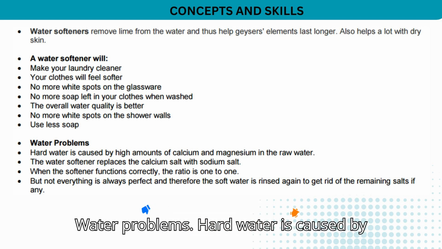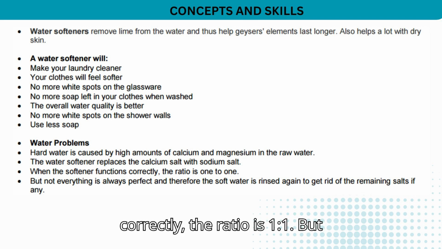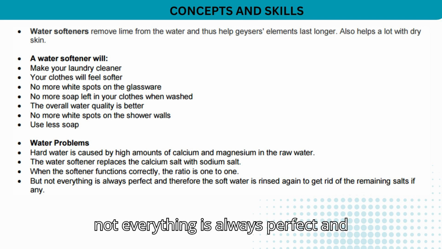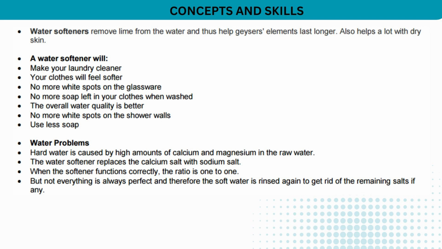Water problems: hard water is caused by high amounts of calcium and magnesium in the raw water. The water softener replaces the calcium salt with sodium salt. When the softener functions correctly, the ratio is 1:1. But not everything is always perfect, and therefore the soft water is rinsed again to get rid of the remaining salts, if any.